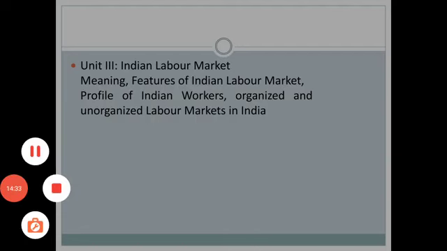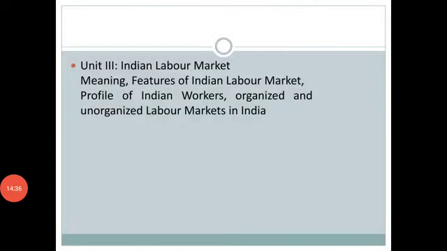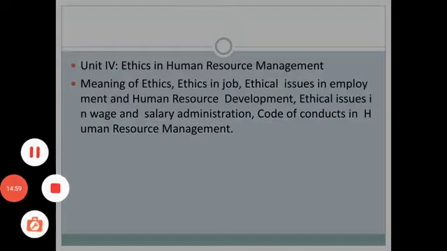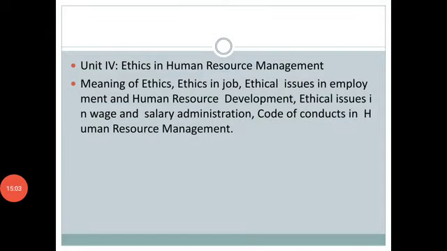So, what are the different features of Indian labor market? Then what is the profile of Indian worker in context of Indian labor market? What is organized and unorganized labor market in India? Okay, we will go through all these terms in unit number 3. Then unit number 4 is entitled as Ethics in Human Resource Management.